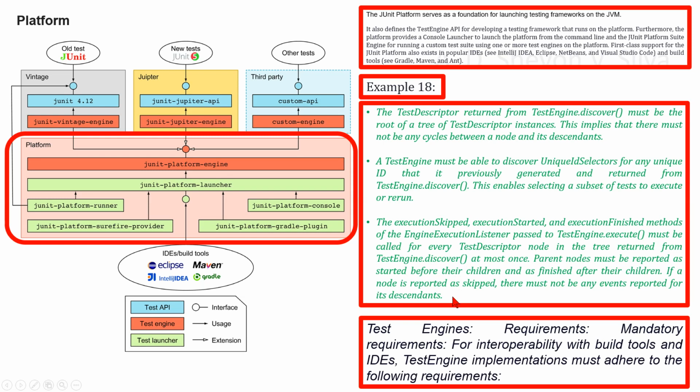The executionSkipped, executionStarted, and executionFinished methods of the EngineExecutionListener passed to the TestEngine.execute method must be called for every TestDescriptor node in the tree returned from the TestEngine discover method at most once. Parent nodes must be reported as started before their children and as finished after their children. If a node is reported as skipped, there must not be any events reported for its descendants.